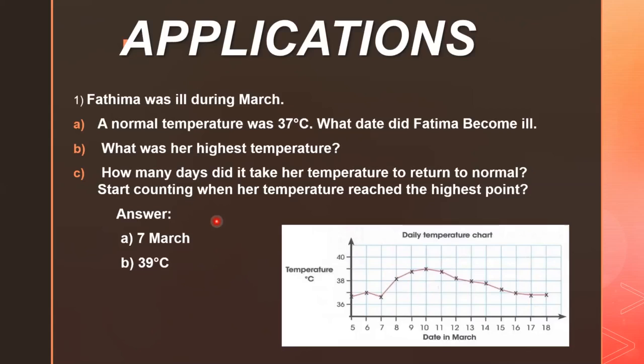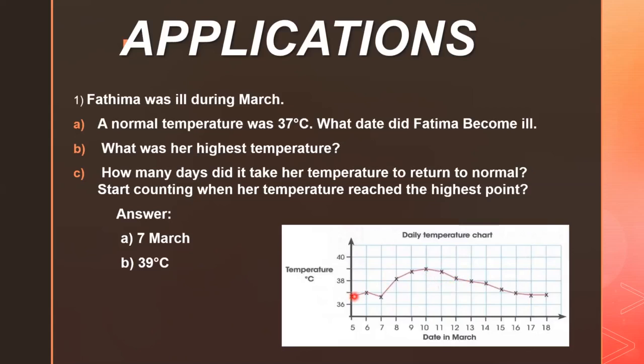Now the C part is, how many days did it take her temperature to return to normal? Start counting when her temperature reached the highest point. So the temperature reached the highest point here on 10th March, 39 degrees Celsius. So from this point, you have to find how many days it takes to get her temperature back to normal. So we need to find on which day the temperature points at 37 degrees Celsius.